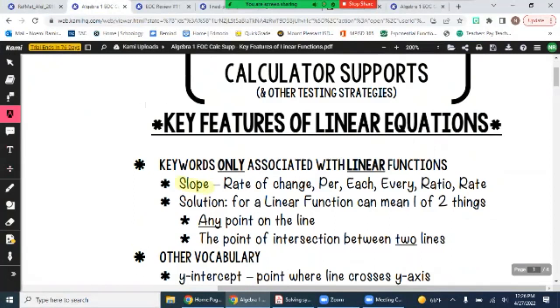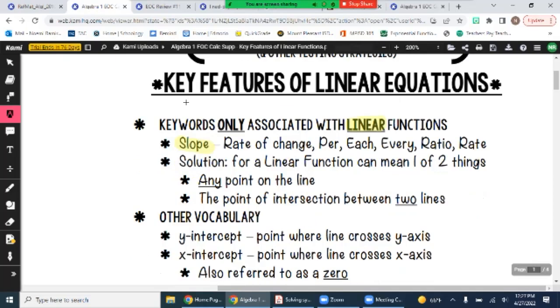Slope. If you have any question that's regarding slope, 100% it's going to be linear. Now, solution is a little iffy, okay? When we're talking about solutions for linear functions, it has a different meaning than when we're talking about solutions for quadratics. It can mean one of two things. If you're only looking at one line on the graph, a solution to that line is going to be any point on the line, very important, any point on the line.